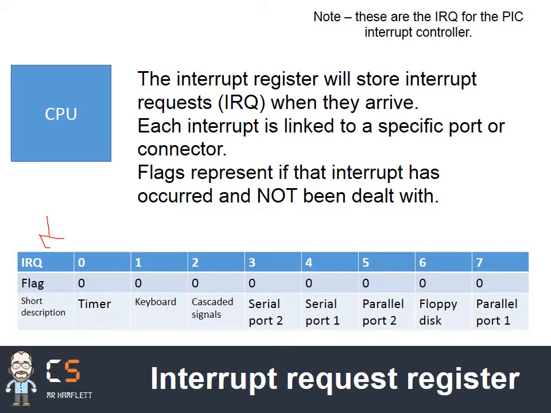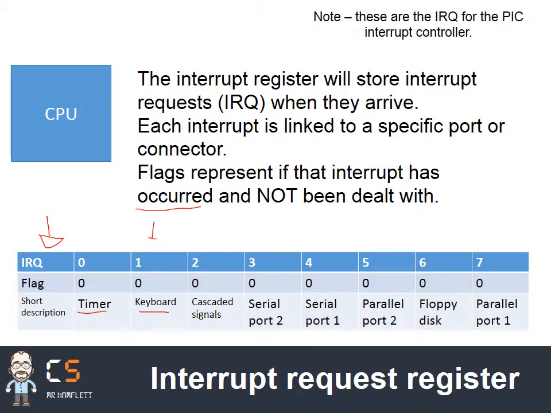So here you can see I've got an example of an interrupt register. This is just an example. Each bit represents a different type of interrupt. So the timer interrupt might be in the first bit, the keyboard in the second bit, and different devices for the other ones. So the flag represents whether an interrupt has occurred, and not whether it's been dealt with or not.